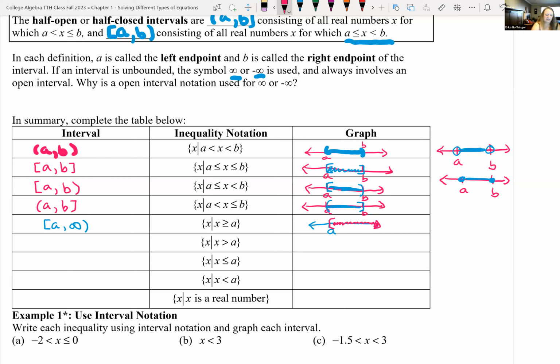If we're strictly greater than A and not including A, we're going to just put an open parenthesis on the left endpoint, A, comma, infinity, parenthesis. So parenthesis on A, shading everything to the right.